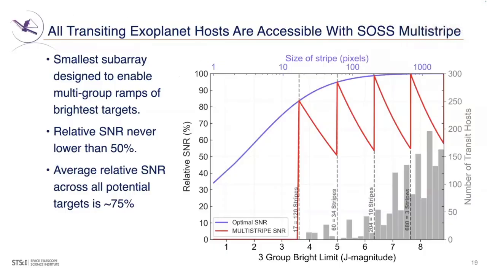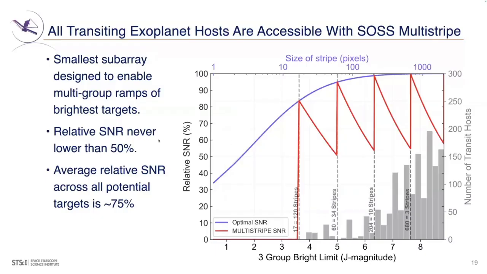So for transiting exoplanet hosts, I've plotted this here in this gray histogram. You can see most of them fall in the first 2 stripes we've designed, the broadest stripe sizes, but there are a few, and not a small amount, in these shorter stripe sizes too, and some particularly exciting targets as well. Importantly, the relative signal to noise is never going to be lower than 50% of something at the bright limit for SOSS SUBSTRIP256, and the average relative signal to noise is around 75%.